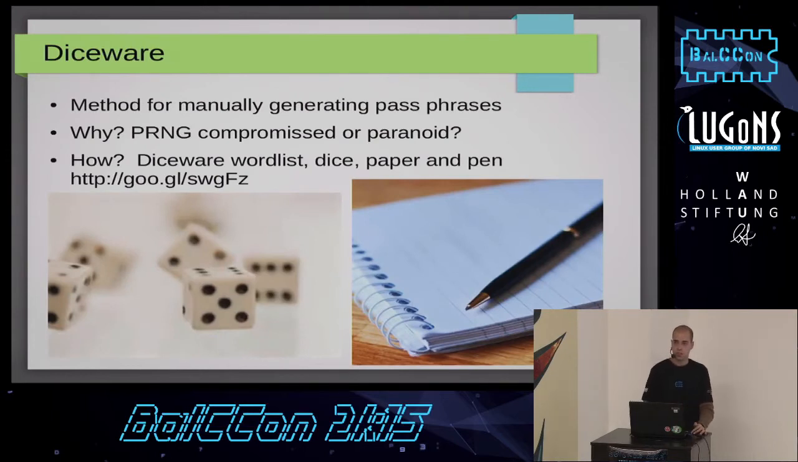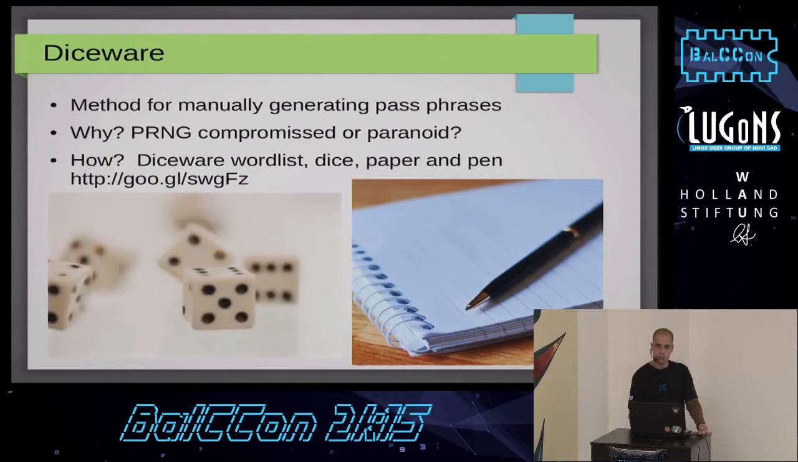So you maybe heard of this thing, Diceware. It is a method of creating passphrases. You just need a Diceware word list. It has 7,776 words. You need 1 dice and paper and pen, and you just throw the dice. The number that you throw represents some word, and you collect those words and you generate the passphrase.